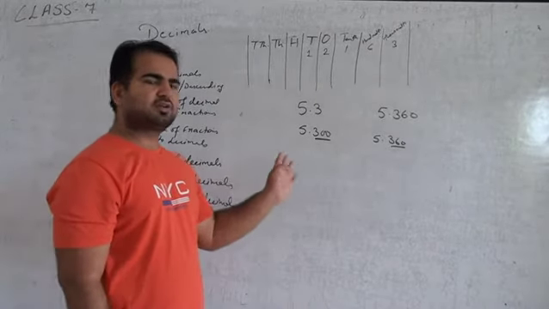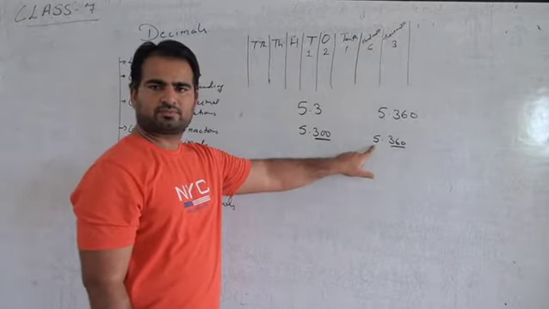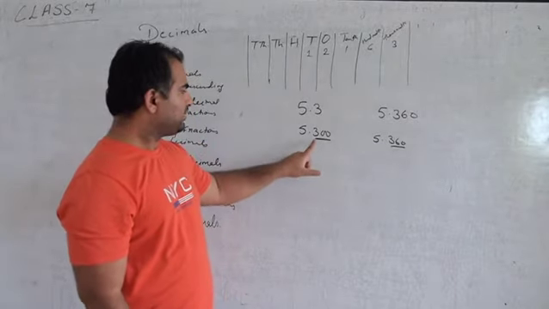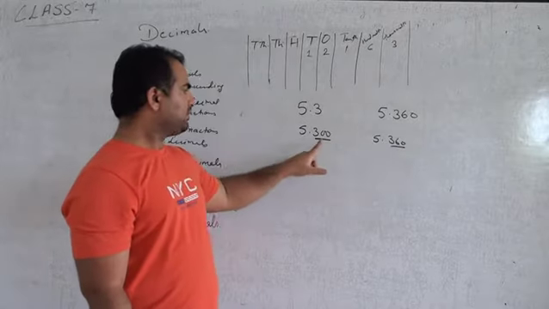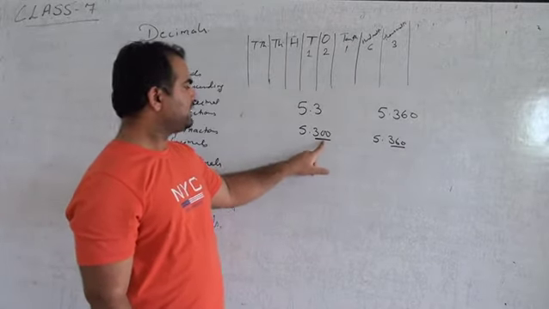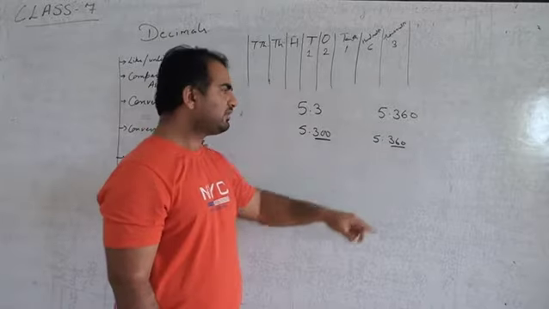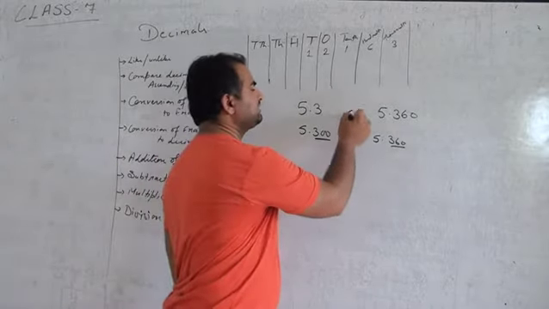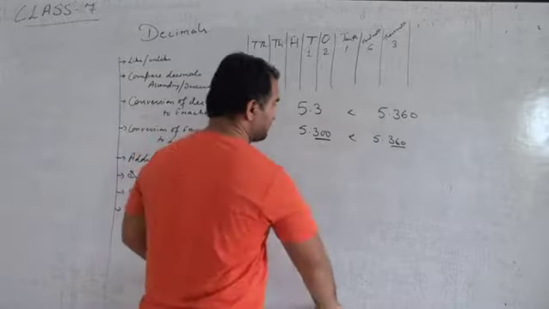First of all, we compare the whole number. It has 5, it also has 5. Then on the tenth place it has 3, it also has 3, and on the hundredth place it has 0 and it has 6. So which one is bigger? The right hand side one is bigger. Okay, one more question.